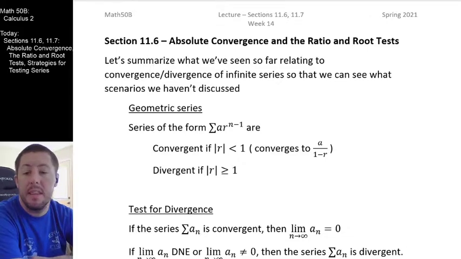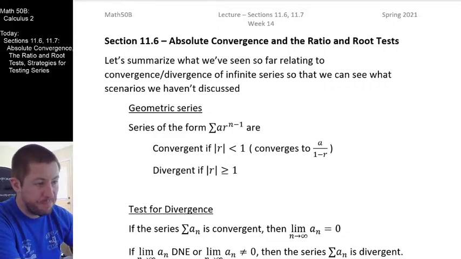So let's go ahead and look at the things that we've already seen. Let's use that list to determine what types of series we haven't yet discussed, based on what we have discussed. And then today we'll get some new tests that will help us wrap up those remaining situations to the best that we can right now. So, summarizing what we've seen so far.